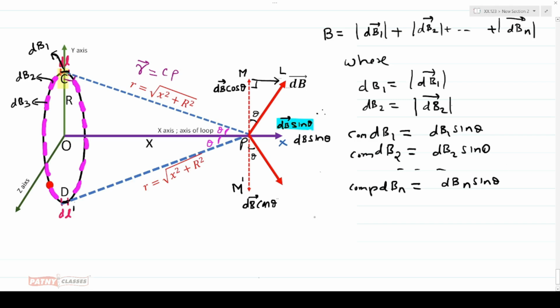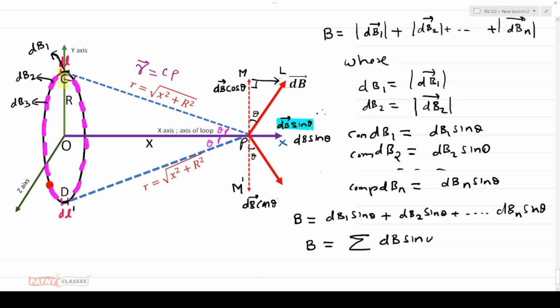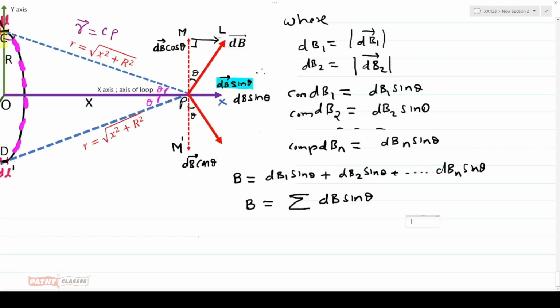Now the total magnetic field due to all current elements is nothing but the addition of all these magnetic fields, that is dB1 sin theta plus dB2 sin theta and so on till the end dBn sin theta. In short, it can be written as summation of dB sin theta. And in terms of integration, we can write B equals integration of dB sin theta.